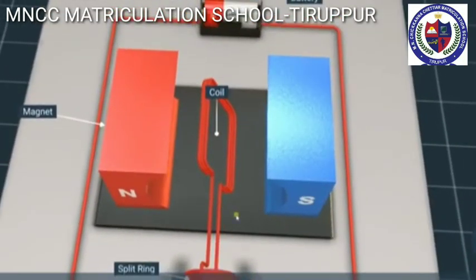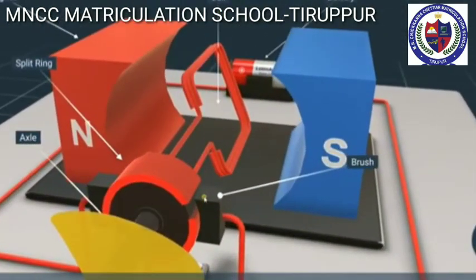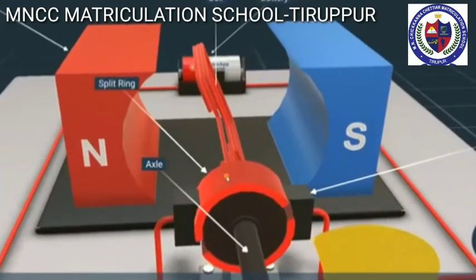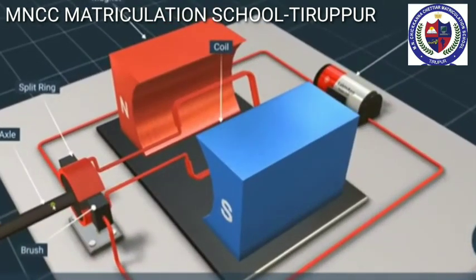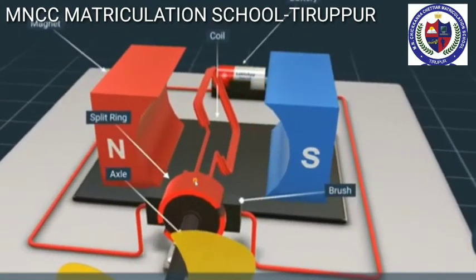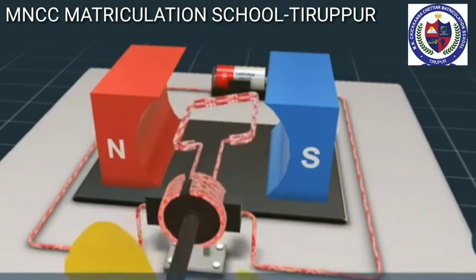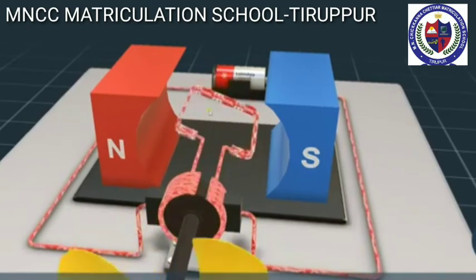Now look at the current carrying conductor segment AB. The direction of the current is towards B, whereas in the conductor segment CD, the direction is opposite. As the current is flowing in opposite directions in segments AB and CD, the direction of motion of the segments would be opposite according to Fleming's left hand rule. When two ends of the coil experience force in opposite directions, they rotate.